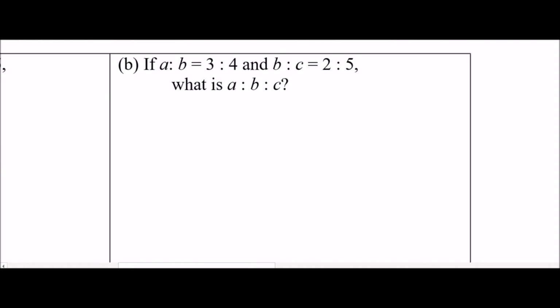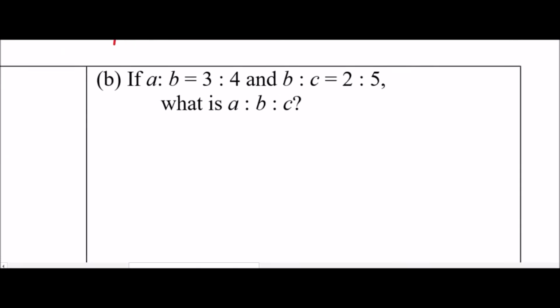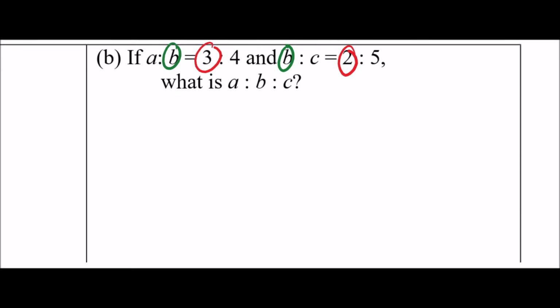Next one. In this case, let's take a look again. A is to B, 3 is to 4. B is to C, 2 is to 5. So again, the common item here is B, but you realize that the ratio is not the same. Okay, 4 is to 2. So no choice, we have to make them the same. We'll turn them into the same number for the ratio.